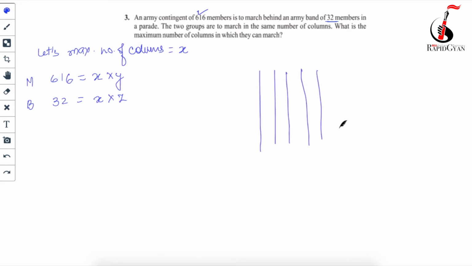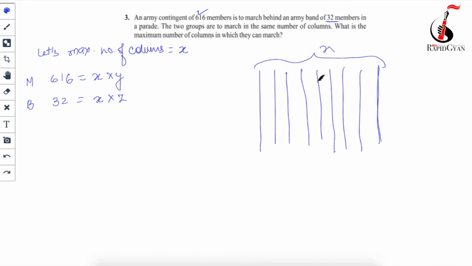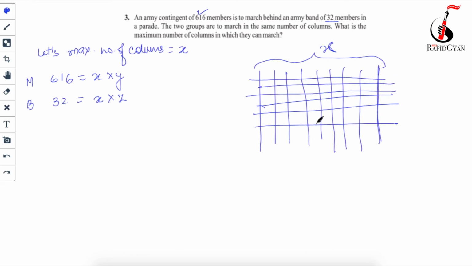Okay, so these are the few columns, and they will have some number of rows. So this x is the number of columns, and I will divide it from here. So there will be multiple rows, correct? So in this way they march.